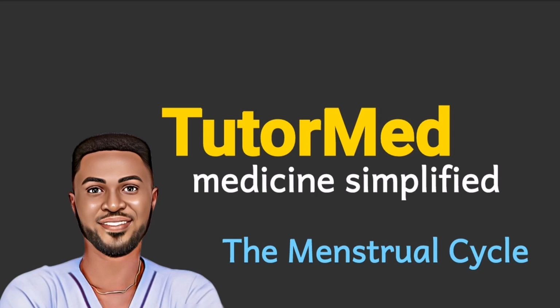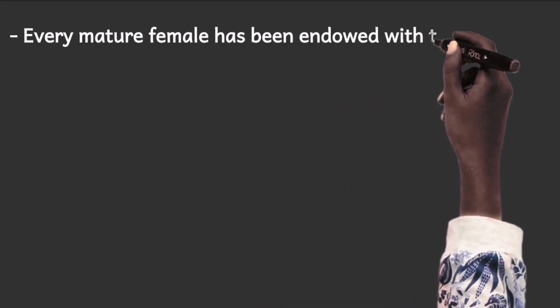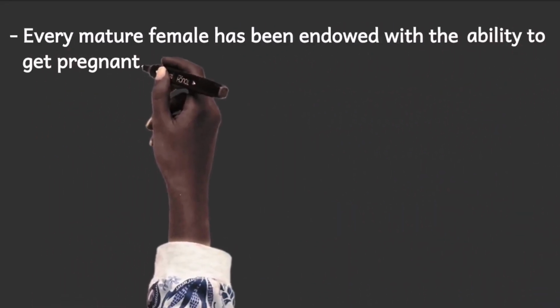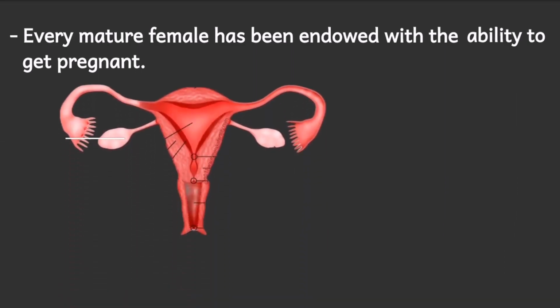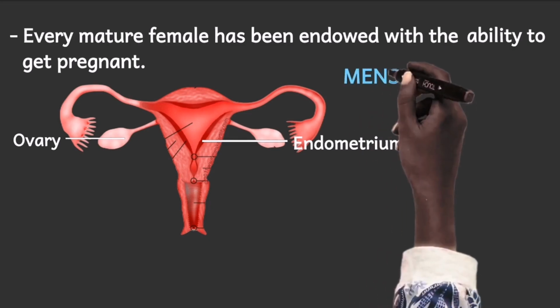Okay, let's begin the discussion. All things being equal, every mature female has been endowed with the ability to get pregnant. This ability is made possible because under the influence of certain hormones, which we will see soon, the woman's reproductive tract, principally the ovary and then the endometrium, undergo cyclical changes necessary for reproduction. These cyclical changes, which occur in the ovary and in the endometrium, constitute the menstrual cycle.